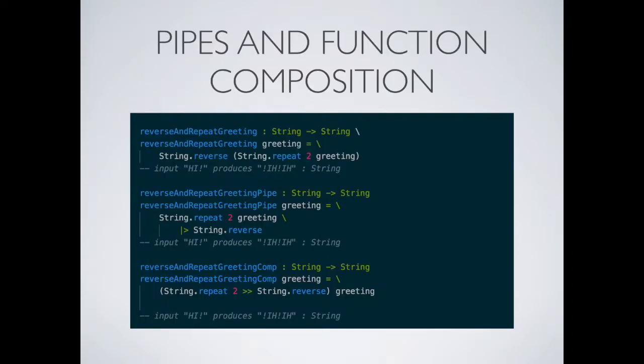So basically, there are a couple of ways that you can write a function in Elm. The first one is like reverse and repeat greeting. It accepts a string and returns a string.